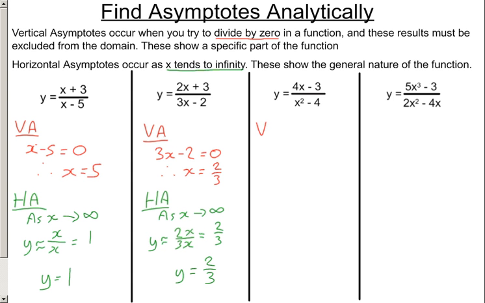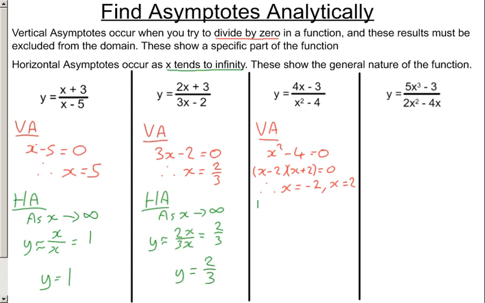In this third example, our vertical asymptotes are when x squared minus 4 is equal to 0. Now we have a quadratic here, so we have to solve this by factorizing. And you should recognize that this is the difference of two squares, (x minus 2)(x plus 2). So our vertical asymptotes are at x equals minus 2 and x equals 2. There's two vertical asymptotes here, minus 2 and 2.